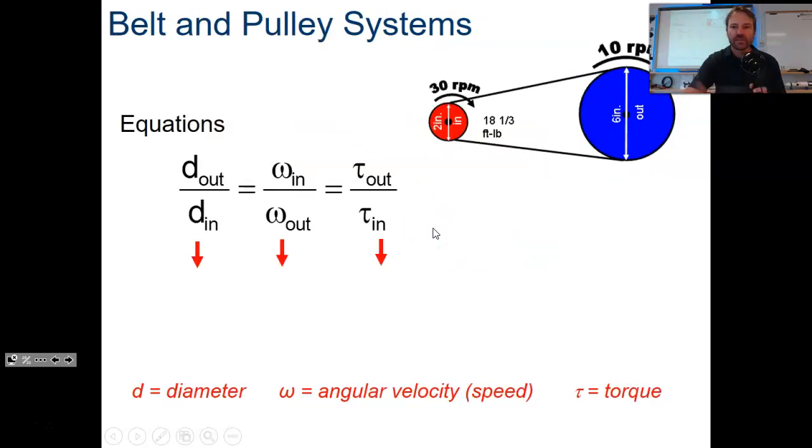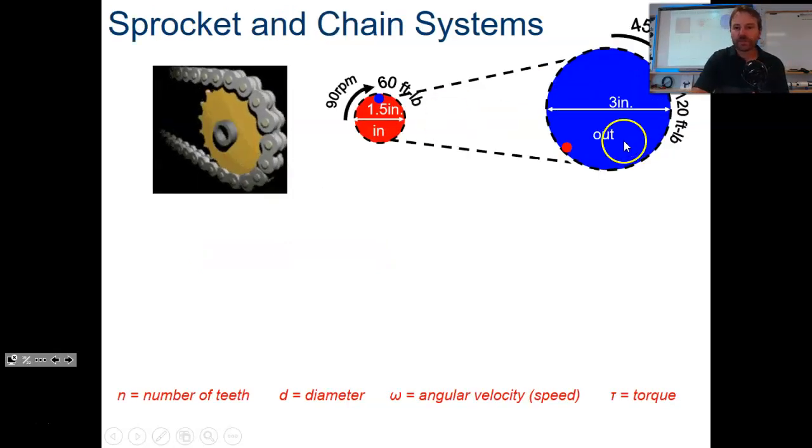Yeah, they actually give me stuff here. So this is the input. This is the output. So it's going to be 6 divided by 2. So this has a 3 to 1 gear ratio. This one here, 3 to 1.5. Out divided by in. This is going to be a gear ratio of 2.